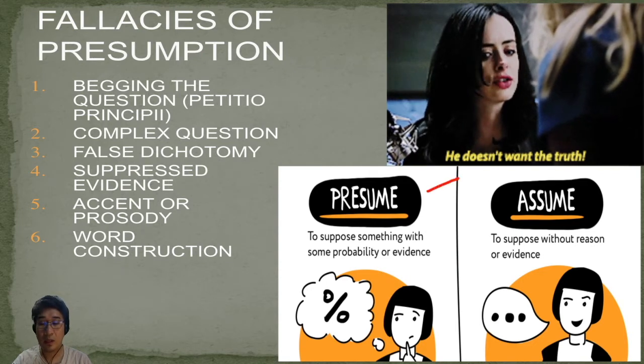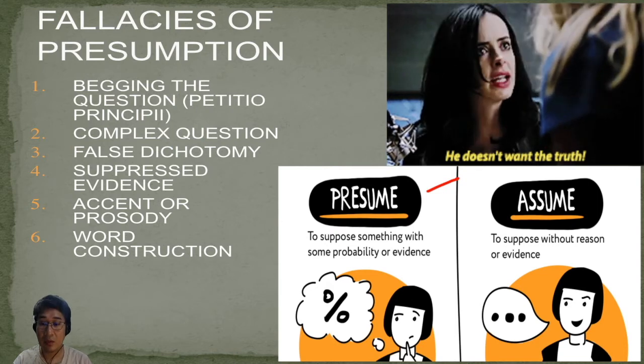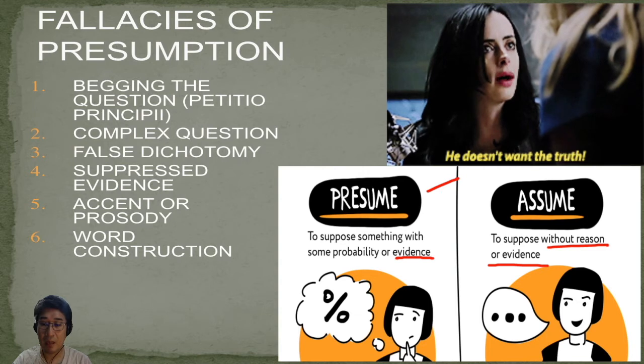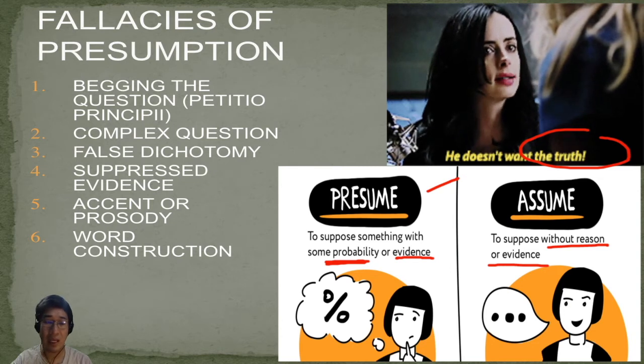Now, when we say to presume, its meaning is to suppose something with some probability or evidence. Ibig sabihin, meron tayong piece of evidence to support our claim, pero it's still insufficient. Whereas if we're going to compare that with assume, it is to suppose without reason or evidence. Ibig sabihin, wala tayong ebidensya in support with our initial claim. Compared again with presumption or to presume, we have a probability, merong chance sa pwedeng maging totoo, the truth, pero the evidence that we're having is insufficient.